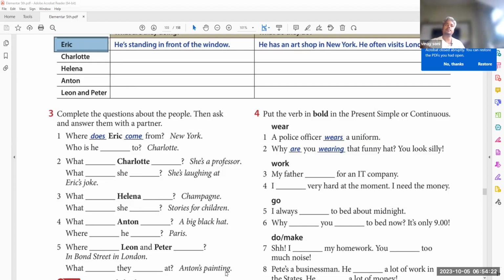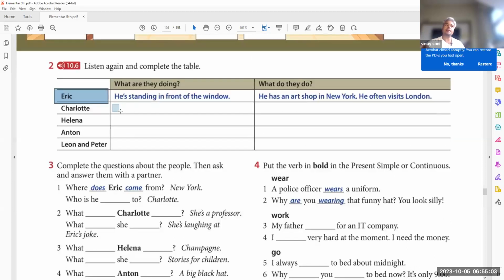The woman he's talking to is laughing a lot. Who is she? The woman next to him is laughing a lot. That's Charlotte. So what is Charlotte doing?